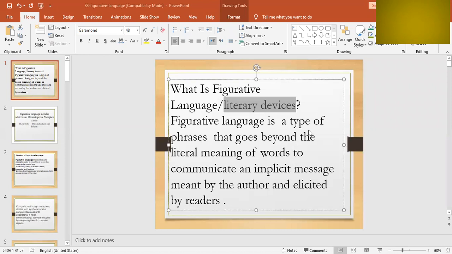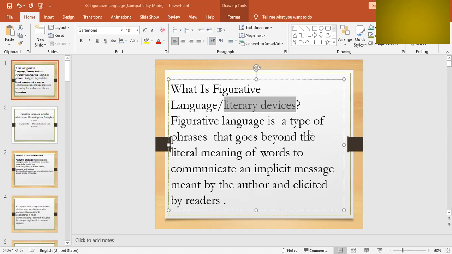What is figurative language? What are literary devices? Figurative language is a type of phrase that goes beyond the literal meaning, the lexical meaning of the words in the dictionary. This is what we mean by the literal meaning.